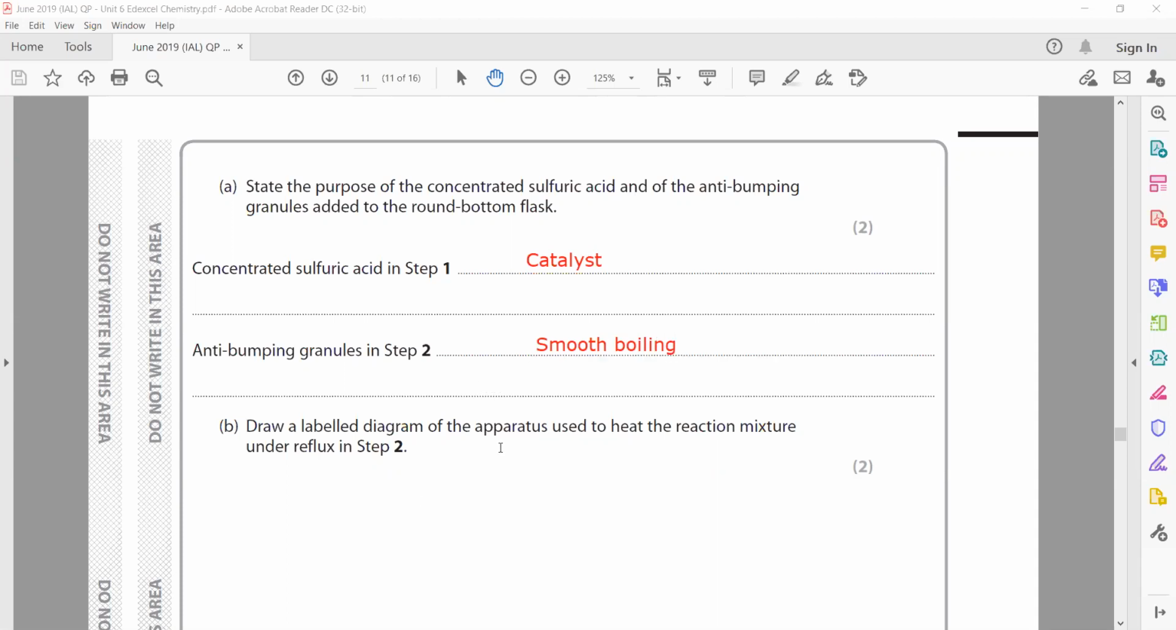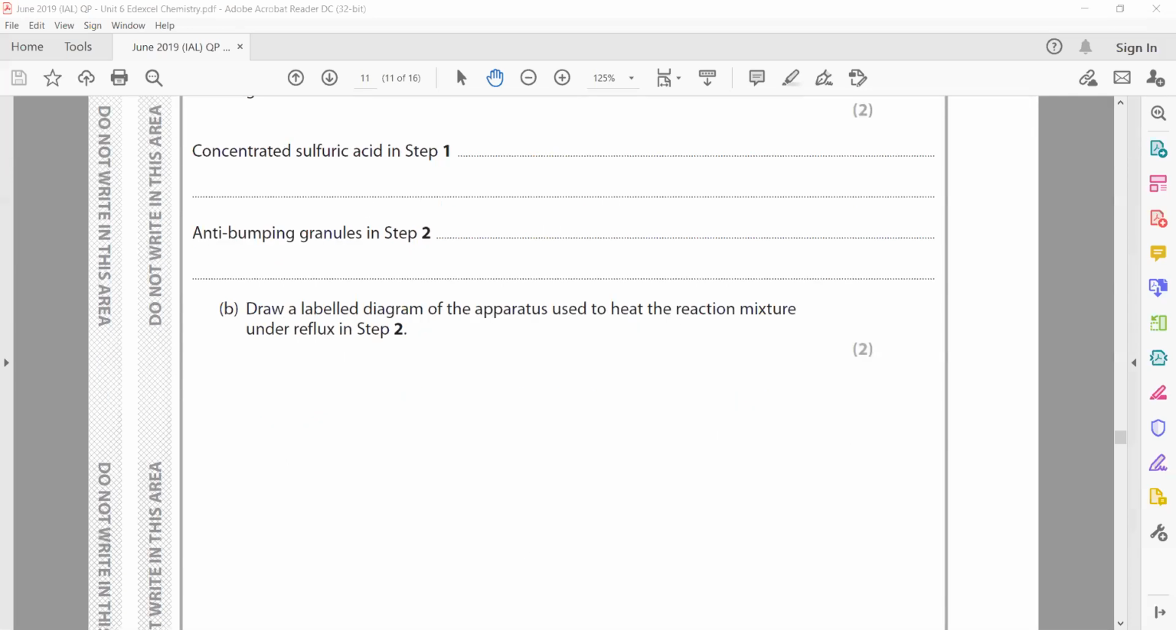Draw a labelled diagram of apparatus used to heat the reaction mixture under reflux in step 2. So we have a mixture in a round bottom flask. Basically you have to draw a reflux condenser, meaning the vertical position of a condenser.